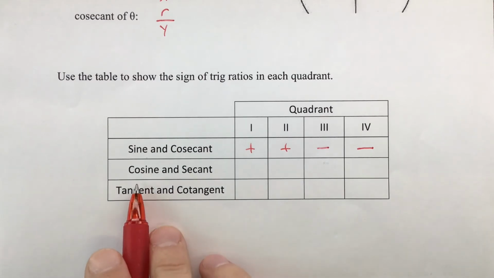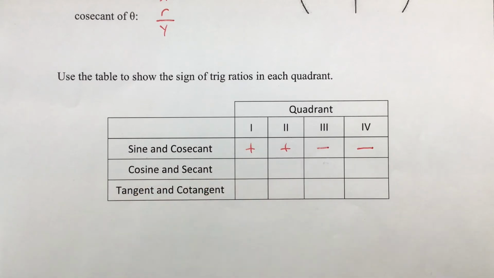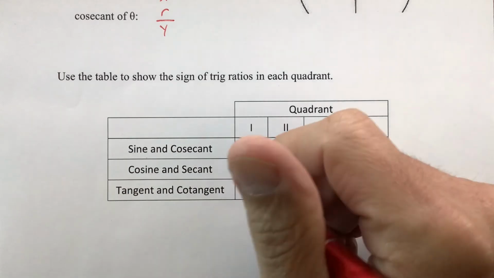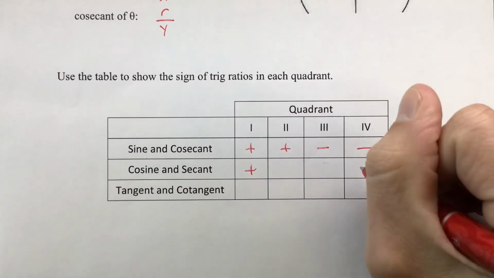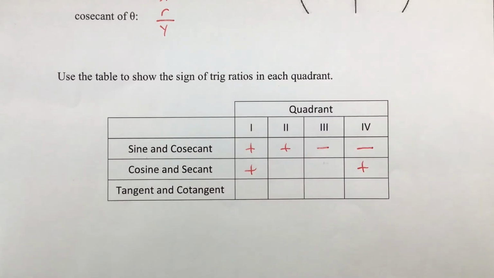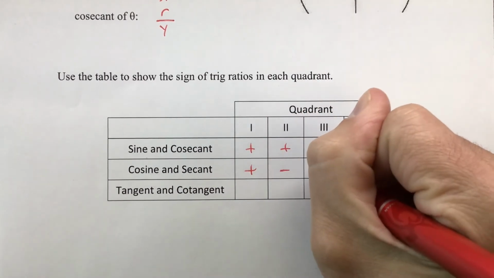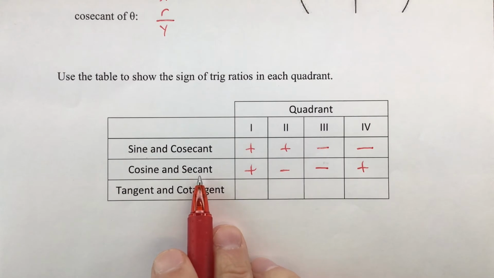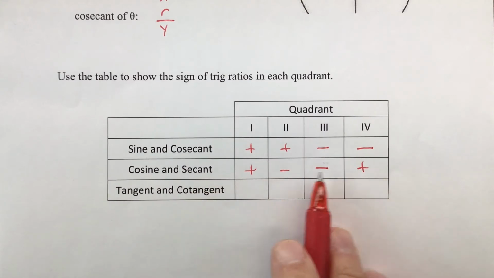answer. Now, cosine and secant, those are reciprocals, so we can really just look at cosine. Cosine is positive to the right. That was in quadrant 1 and also quadrant 4. It was negative to the left, which are these. So secant will also be positive in the first and fourth, negative in the second and third.